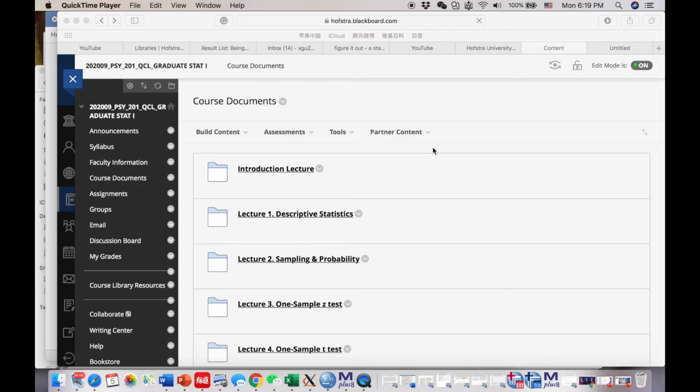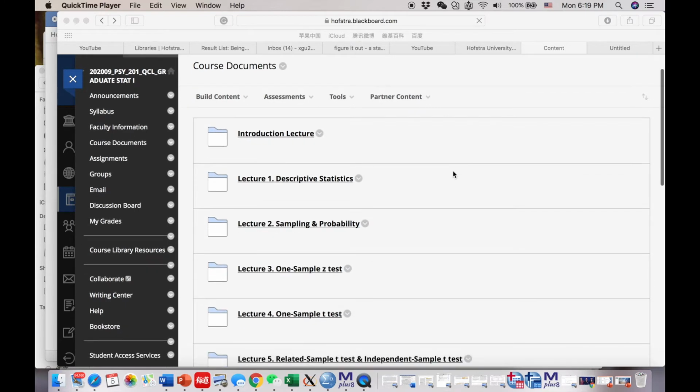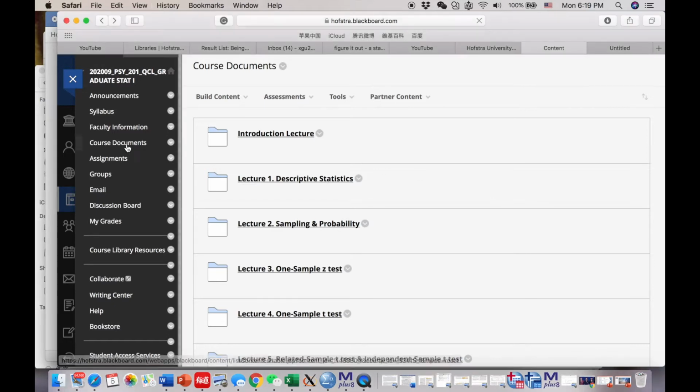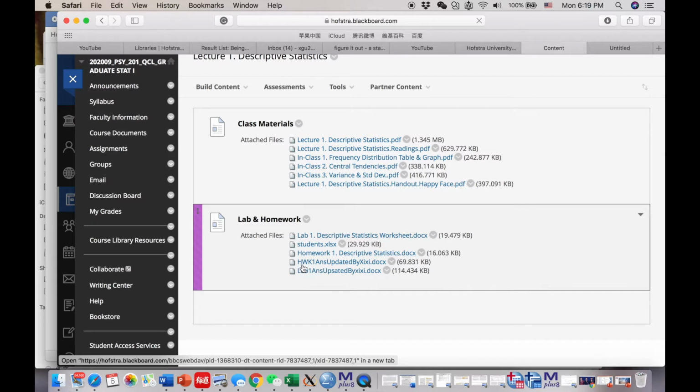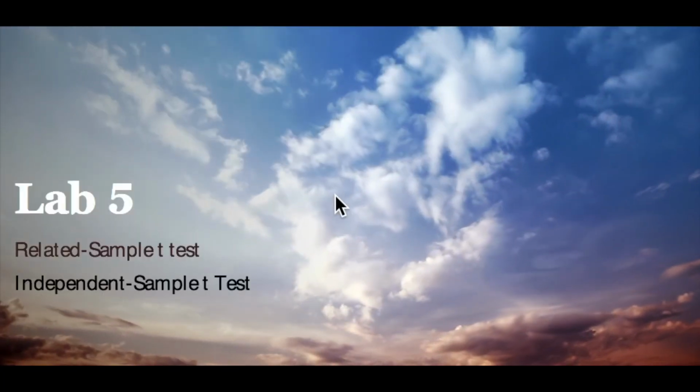Before our lab, I want to tell you something important. Rita and I have uploaded the keys for homework and lab exercises. For example, if you want to find the homework 1 and lab 1 answers, you can open your Blackboard, choose course documents, and click lecture 1. So I uploaded the answers here. This is the homework 1 answers and this is the lab 1 answers. So now let's start Lab 5.